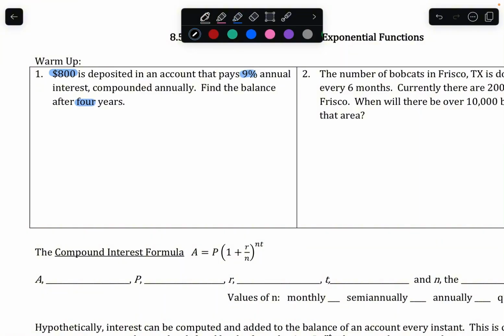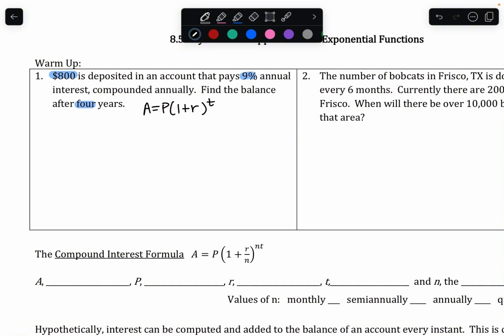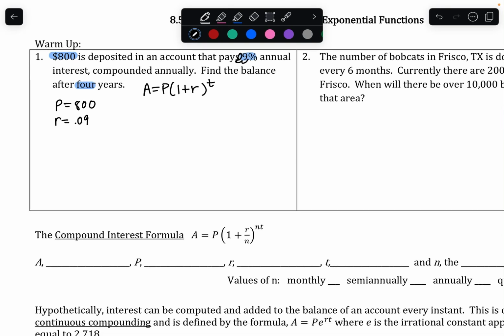And so we use the formula A equals P times 1 plus R to the T. This is growing by a percent each year. Our initial amount, which is P, is 800. Our interest rate in decimal form, it's 9%, so we move the decimal 2 places to the left, and it would be 0.09. And T is time, and they're telling us 4 years.